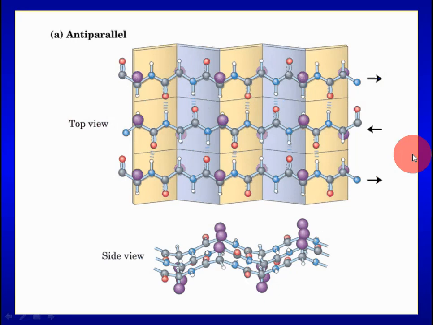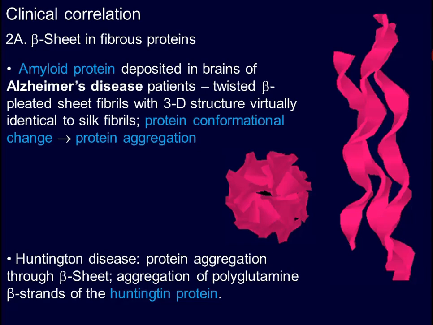This is an anti-parallel beta sheet. Very similarly, hydrogen bonds are formed between oxygen and nitrogen from peptide bonds. Beta sheets typically favor protein aggregation.